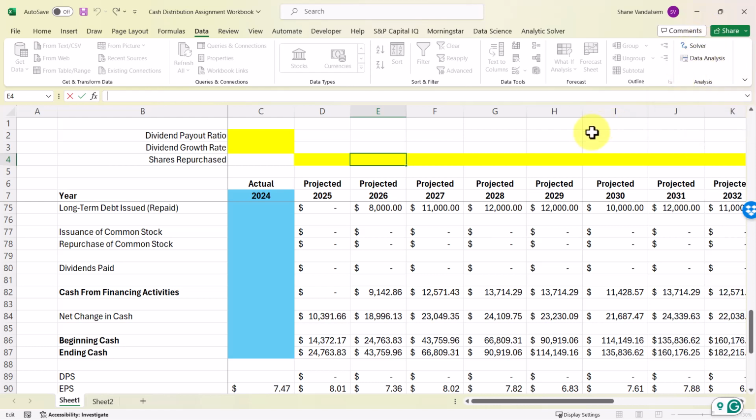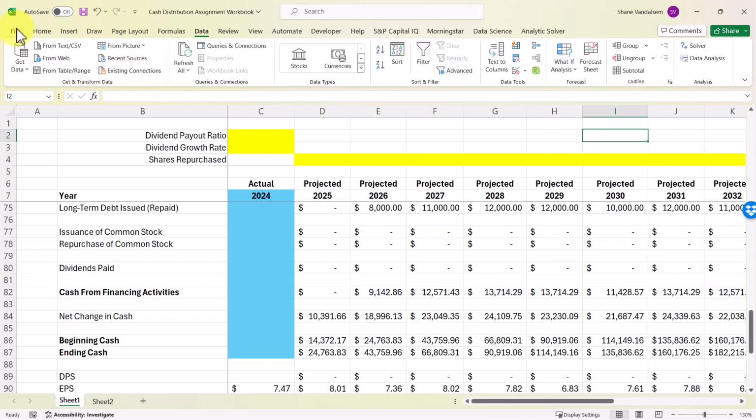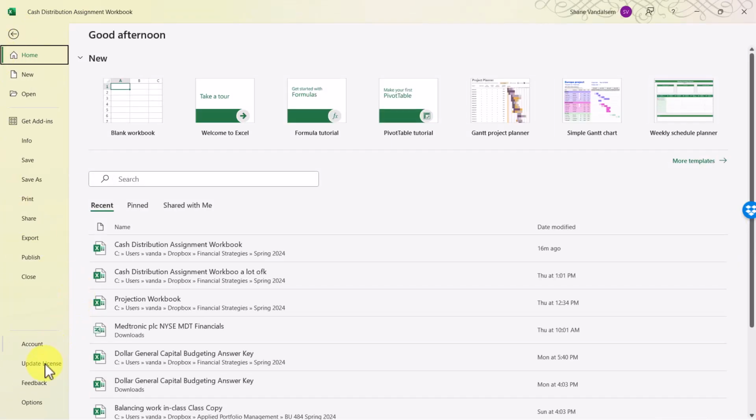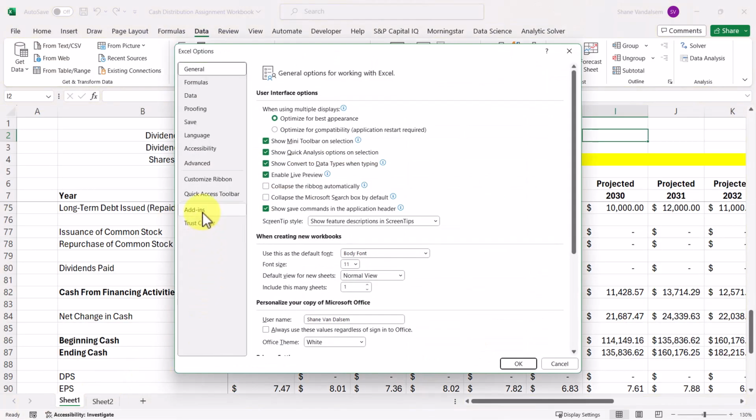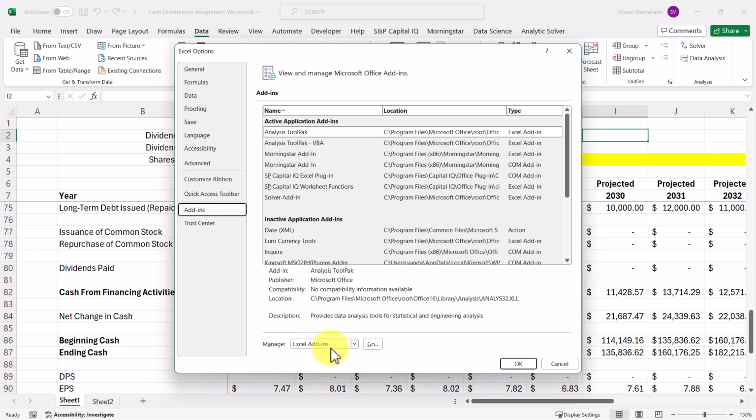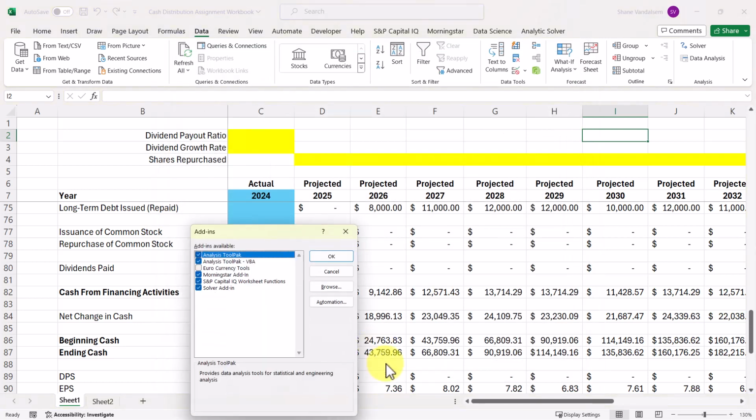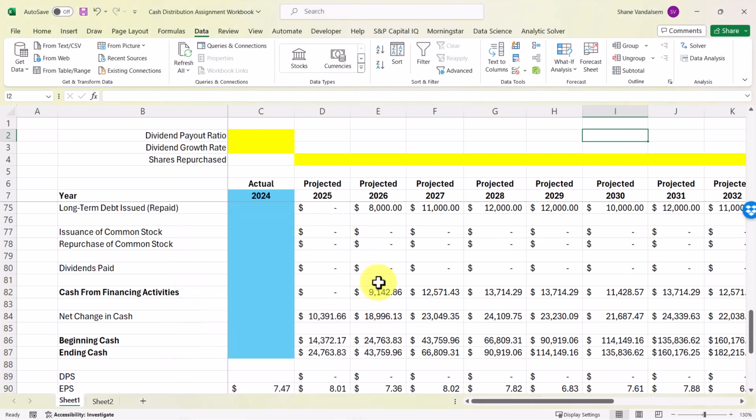If you don't have that there, here's how to get it. Go out and select File and select Options, and then go to Add-ins. And down here, make sure that it says Excel Add-ins, and press Go. You should have Analysis Toolpak in there, but you also want to have Solver Add-in. Select that and press OK, and you'll be good there. All right, so now I'm going to choose my Solver.